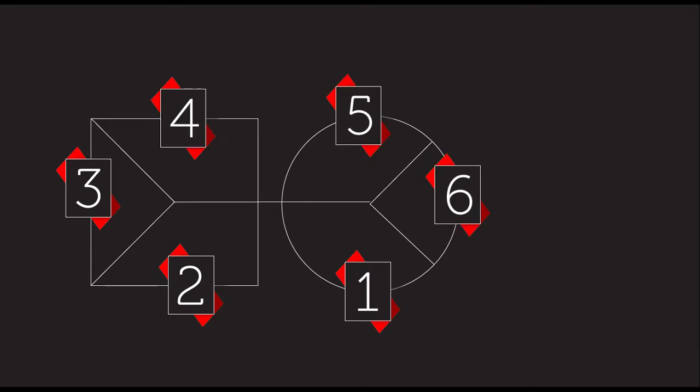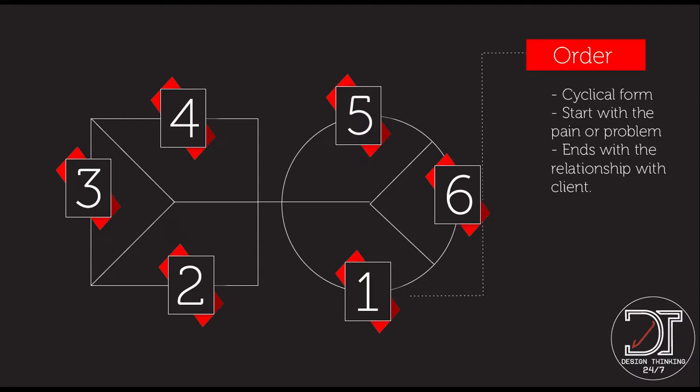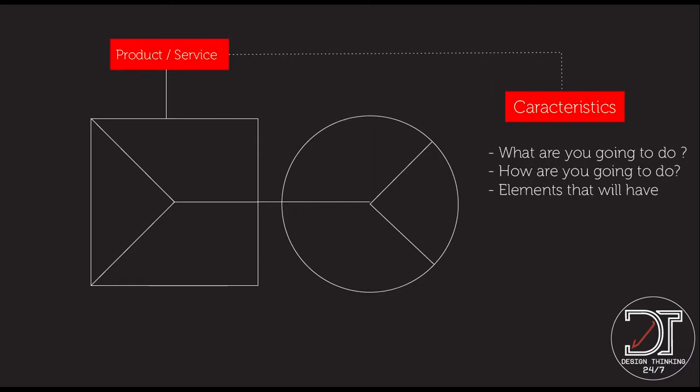People make the value proposition in different ways, but today I'm going to show you how I do it. The order is really important. This value proposition model is a cycle. Start with number 1 here, which is the spot of the pain, and then it finishes here in number 6 with the relationship that you have with your customer.